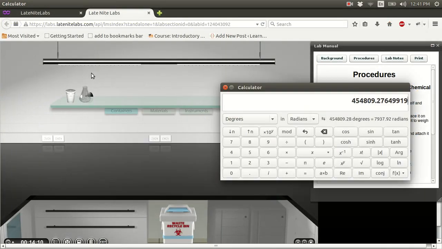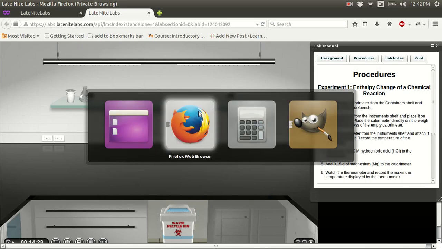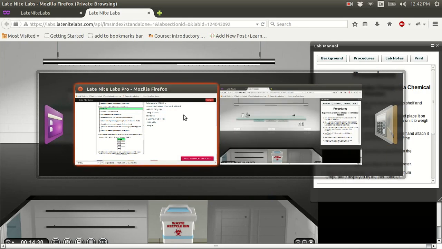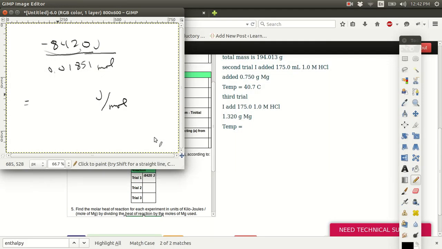The answer was 454, but this should be rounded up to 455 because that number after the 4 is more than 5. So it's 455,000. So it should be negative 455,000 joules per mole.